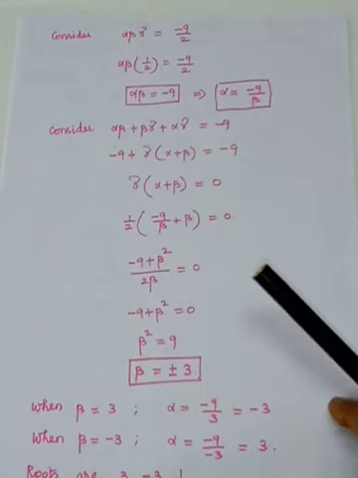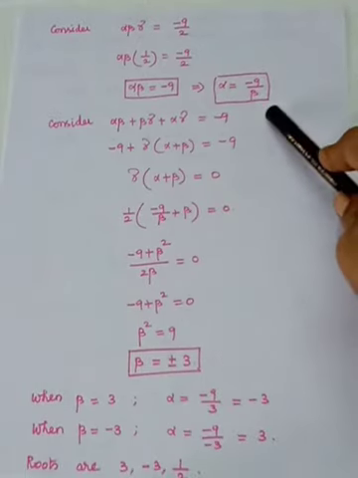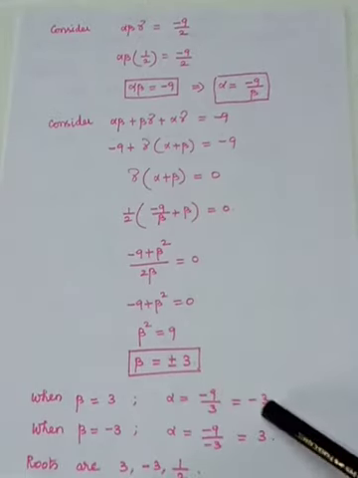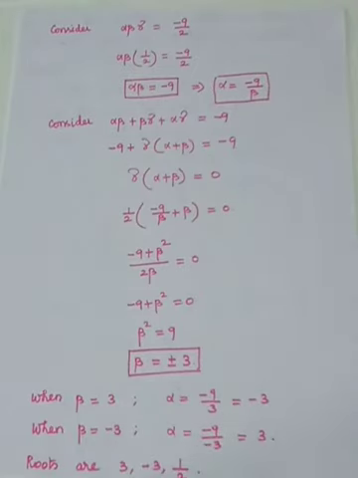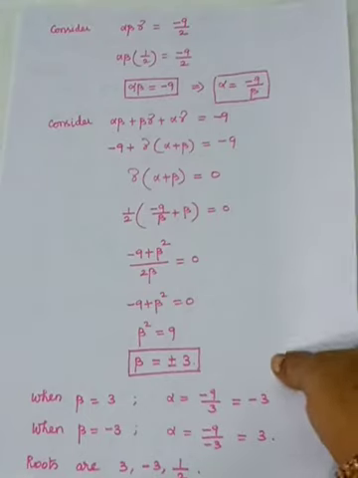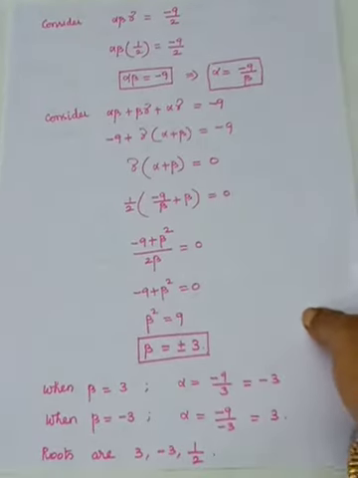So when beta is 3, you substitute here, alpha is equal to minus 9 by 3, that is minus 3, and beta minus 3 means alpha is equal to 3. So your roots are 3, minus 3, and gamma is what? It is 1 by 2. So we have found all the three roots.